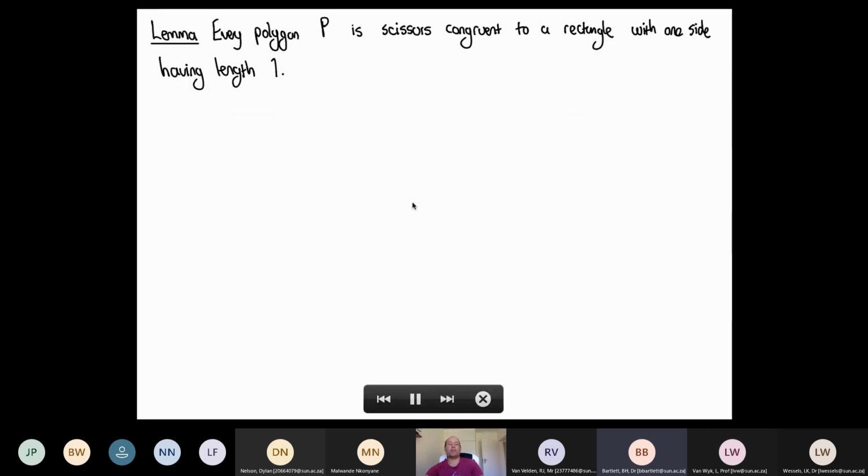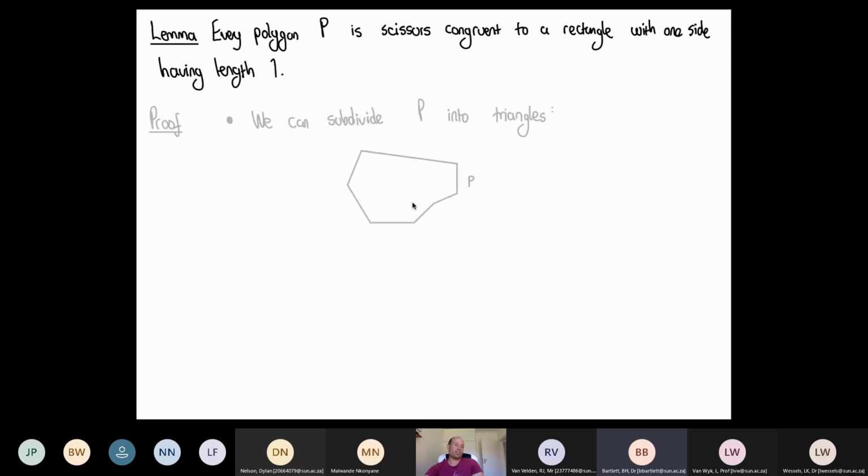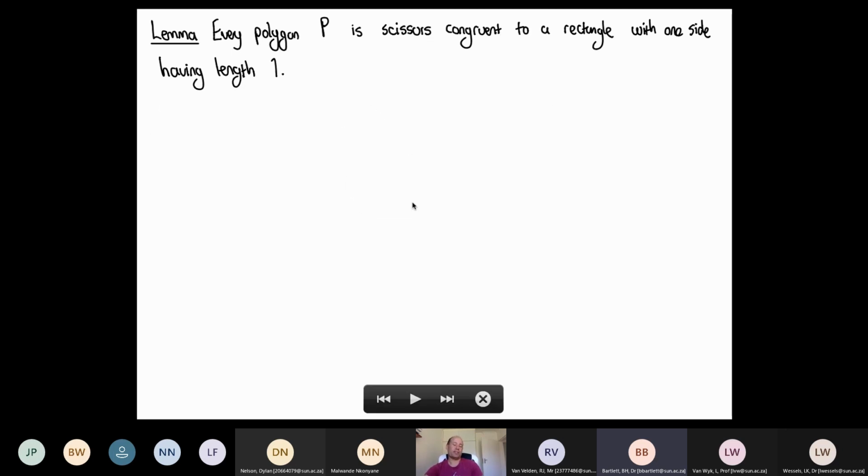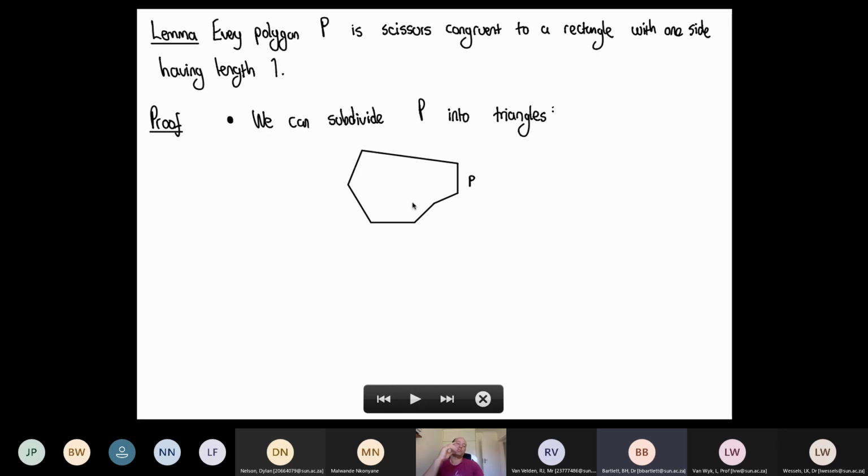So here's an interesting lemma, a lovely geometric lemma. It goes as follows. Every polygon P in the plane is scissors congruent to a rectangle with one side having length 1. Let's prove this. So the first step is that we can subdivide the polygon P into triangles. Basically just draw straight lines connecting all the vertices, and then that'll divide up P into triangles.